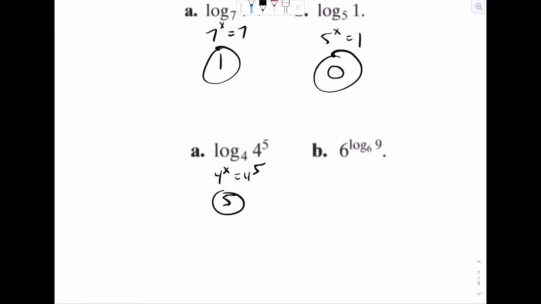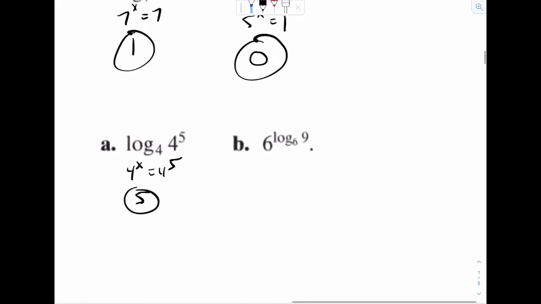And this is the hard one. There's a property I like to teach in Algebra 2b. So you could work it out a similar way that we did before. You could put equals x here and convert this to a log. So you'd write log, the base is 6, the result is x, and that should equal log base 6 of 9. So I can see that x should be 9.